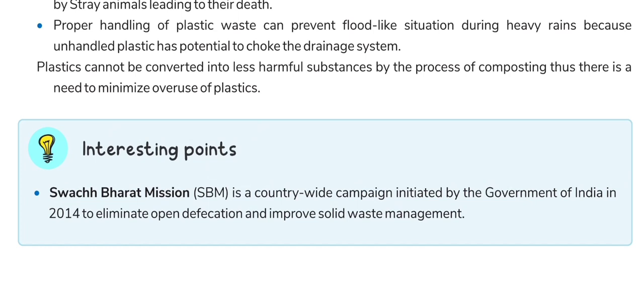Interesting points. Swachh Bharat Mission, SBM, is a countrywide campaign initiated by the Government of India in 2014 to eliminate open defecation.